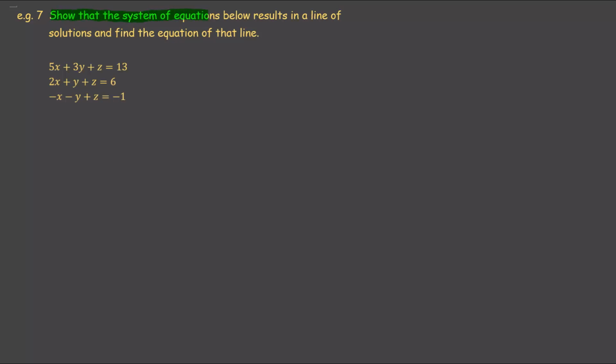Show that the system of equations below results in a line of solutions and find the equation of that line. We have 5x plus 3y plus z is 13, 2x plus y plus z equals 6, and negative x minus y plus z is negative 1.